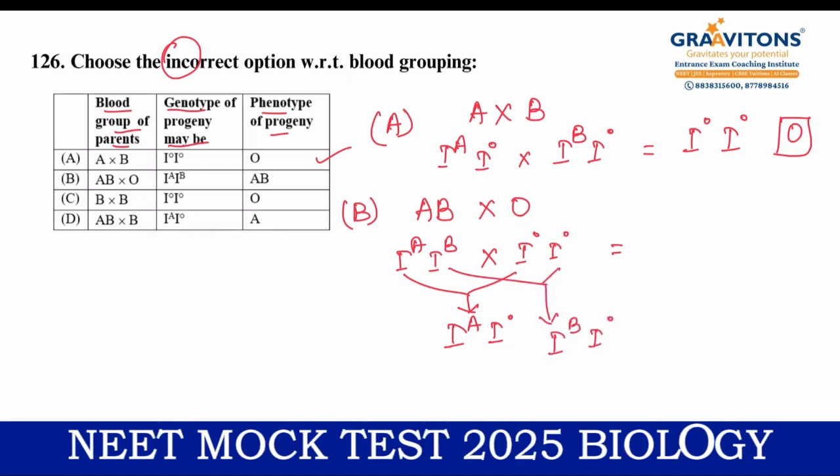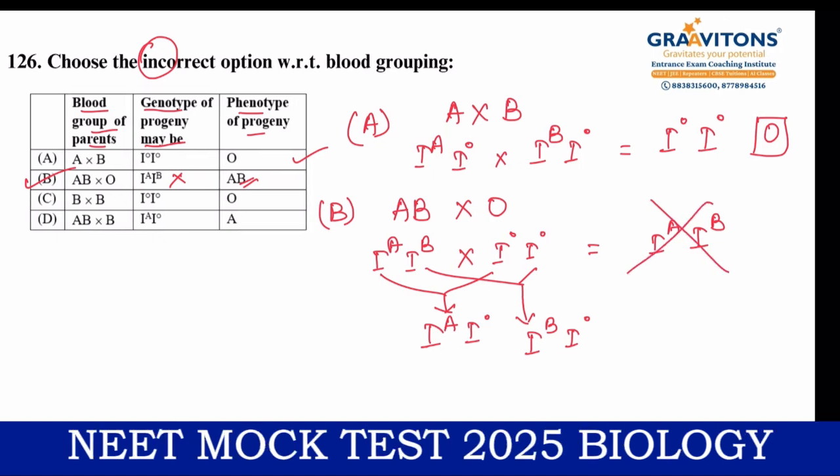progeny. Okay, so the option given AB in the child is not at all possible and phenotype is also not possible. So the incorrect for this question is option B. So possibility of AB blood group here is not available. So answer for this question is option B.